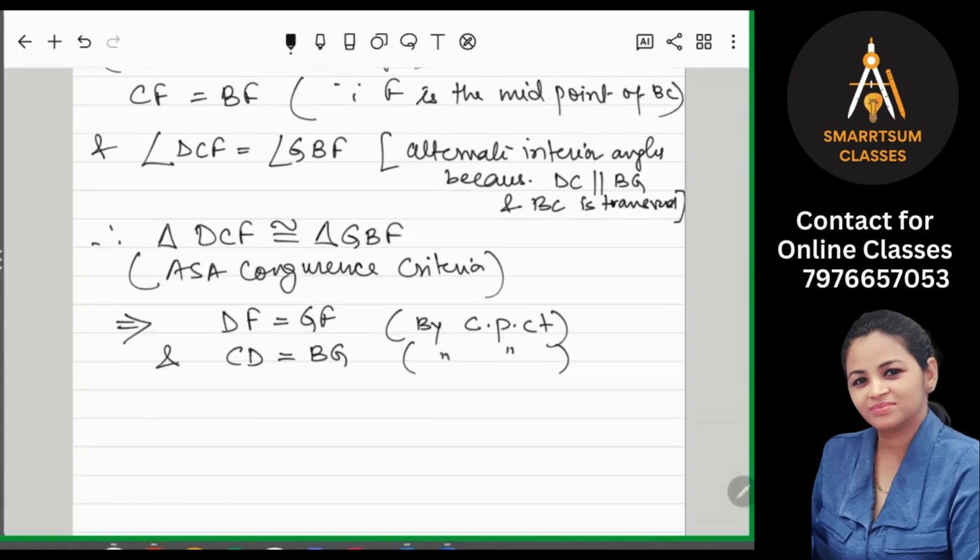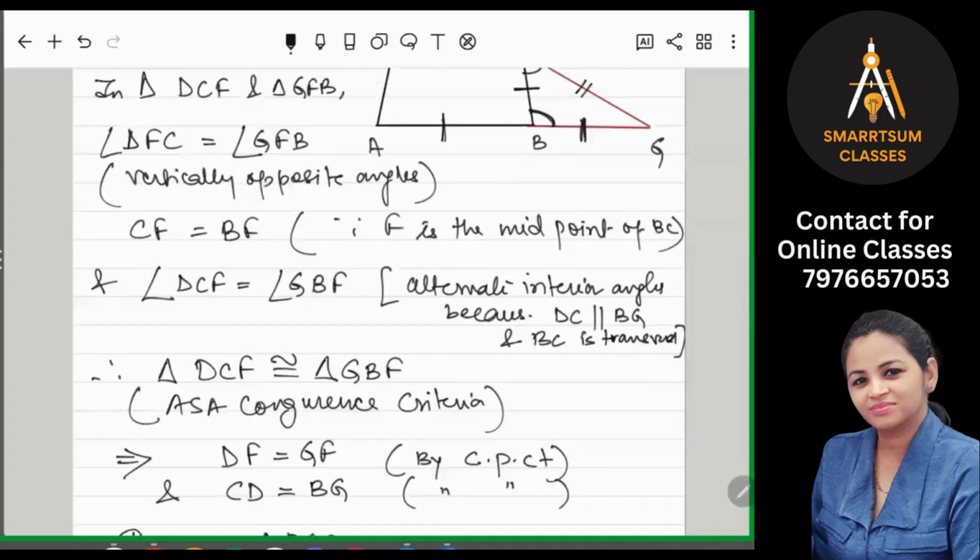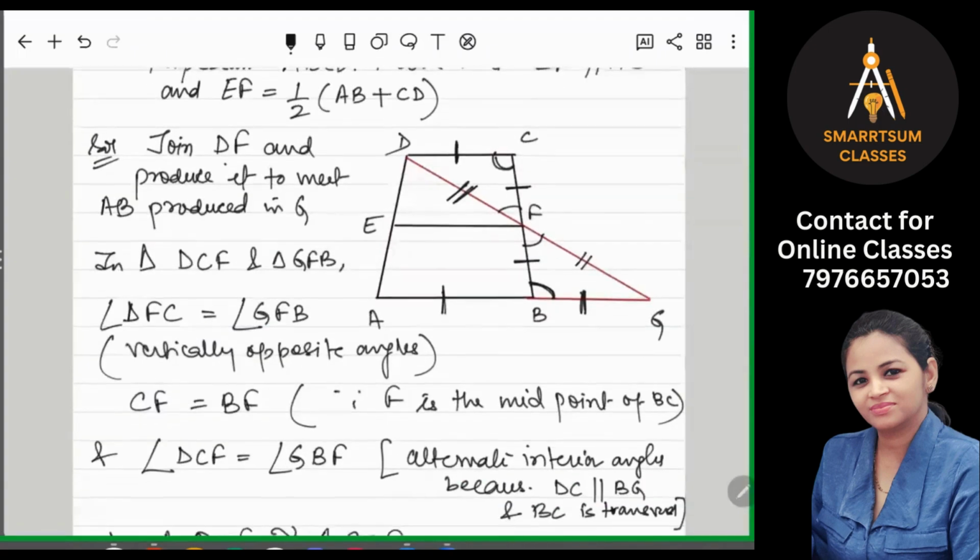So now, if we see triangle DAG, look at the triangle DAG.